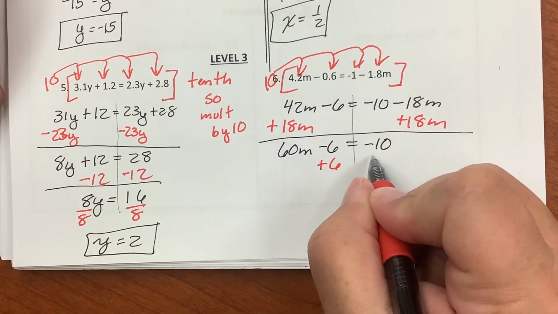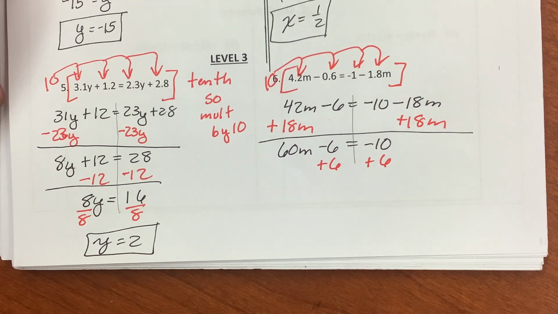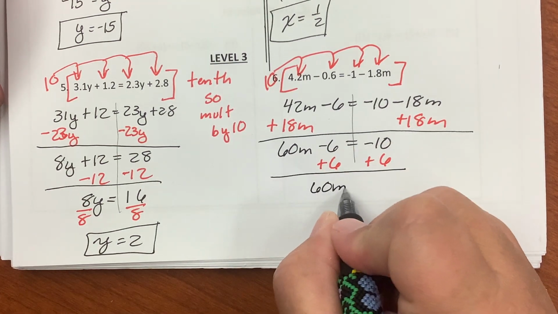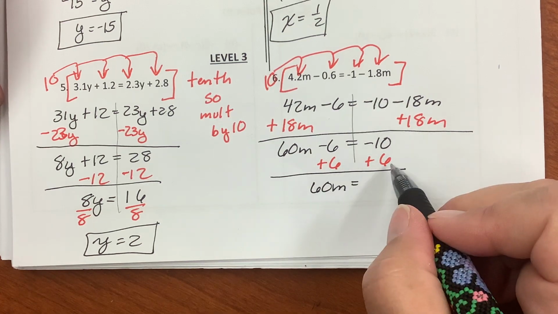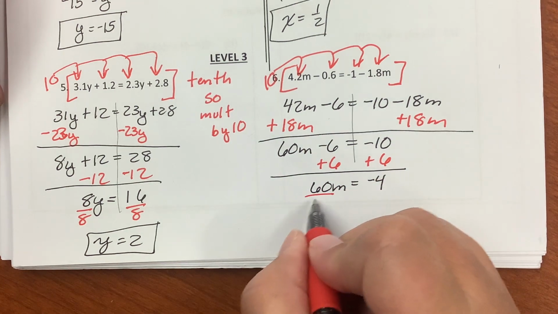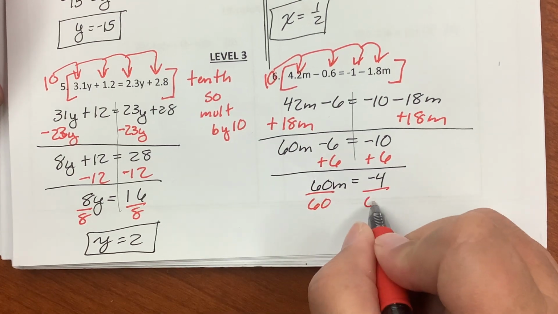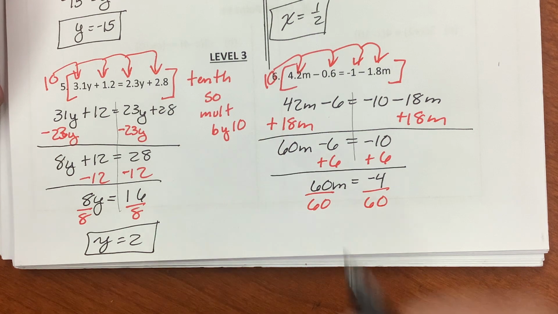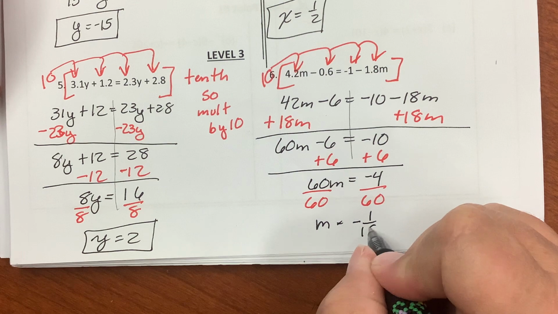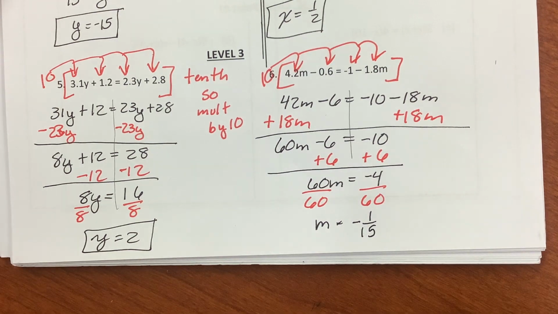Add 6 to both sides. And 60m equals negative 10 plus 6 is negative 4. Divide both sides by 60. And you get m equals negative 4/60, which is negative 1/15. Oh my goodness gracious me. That's not a decimal. Well, I should change it to a decimal, huh?